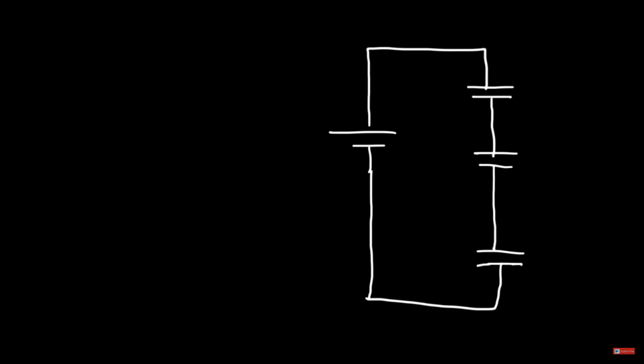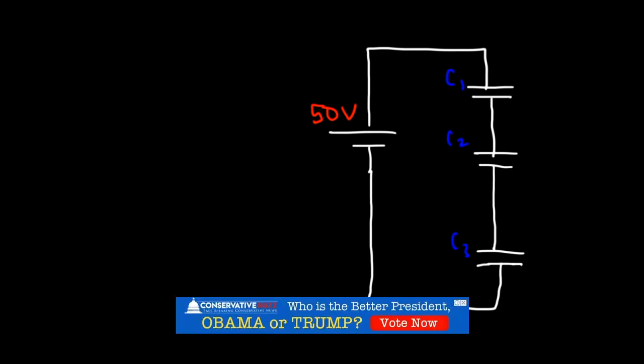So on the left we have a battery. Let's see 2 different sides of the battery. And let's say the battery's voltage is 50 volts. So call this capacitor C1, C2, and C3. Let's say C1 has a capacitance of, let's use large values. Let's say C1 is 2 farads. C2 is going to be 3 farads. And C3 is going to be 5 farads.